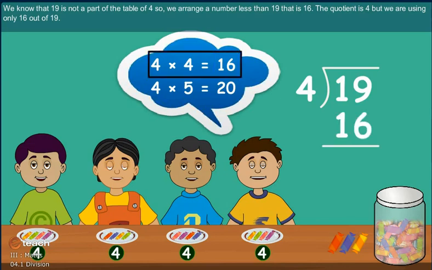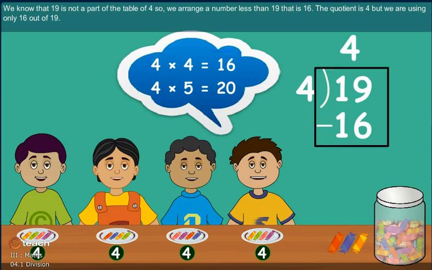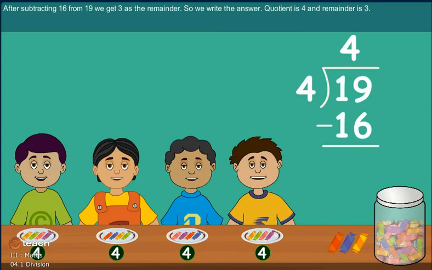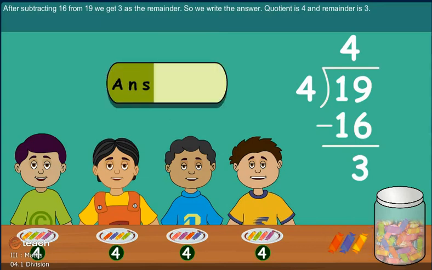The quotient is 4, but we are only subtracting 16 from 19. After subtracting 16 from 19, we get 3 as remainder. So, we write the answer: quotient is 4 and remainder is 3.